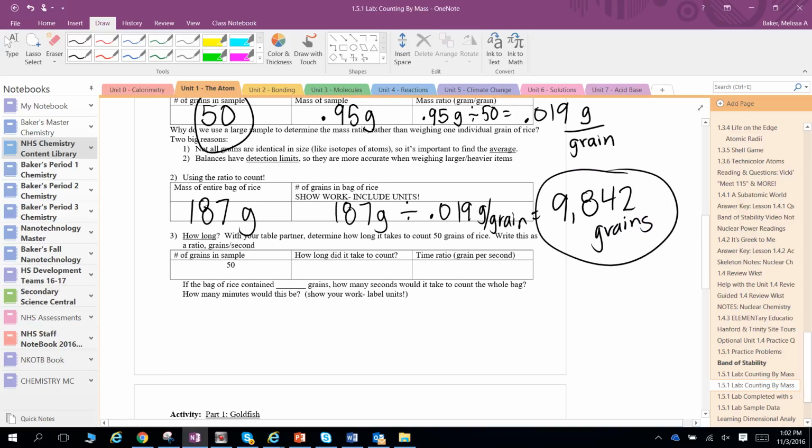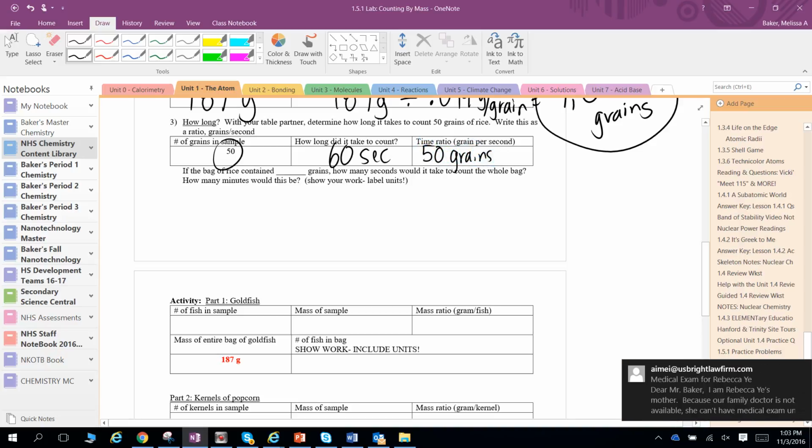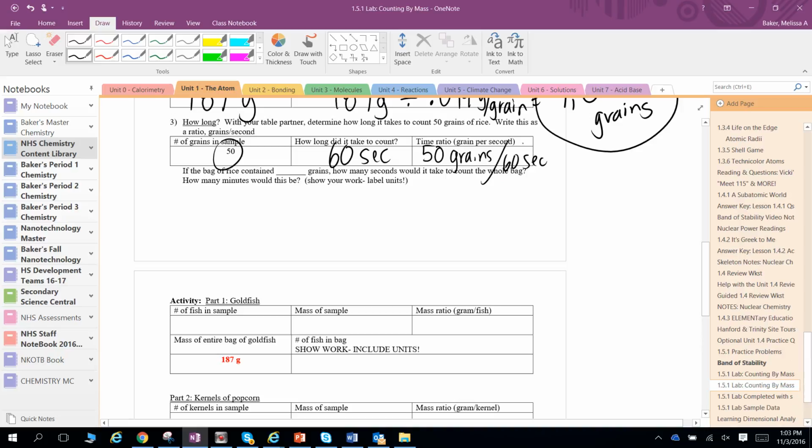It was pretty impressive. Now, when somebody counted out the 50 grains of rice, we timed them. Let's say it took 60 seconds for them to count out those 50 grains. We took 50 grains and divided by the 60 seconds. 50 divided by 60 means we were able to count out 0.83 grains of rice per second.